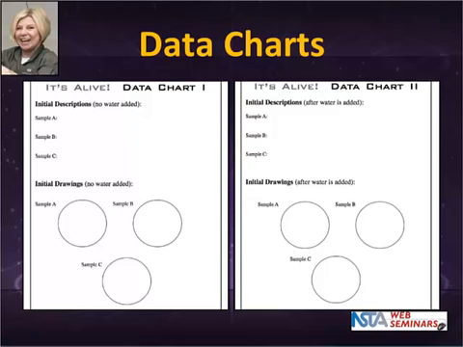The first data chart is no water added. Again, you're going to put these 3 samples together before the class comes in. All 3 are going to have sugar in them. One is just going to have sugar, the second is going to have sugar and Alka-Seltzer, and the third is going to have sugar and yeast in it. Give them magnifying lenses and tell them to have at it.